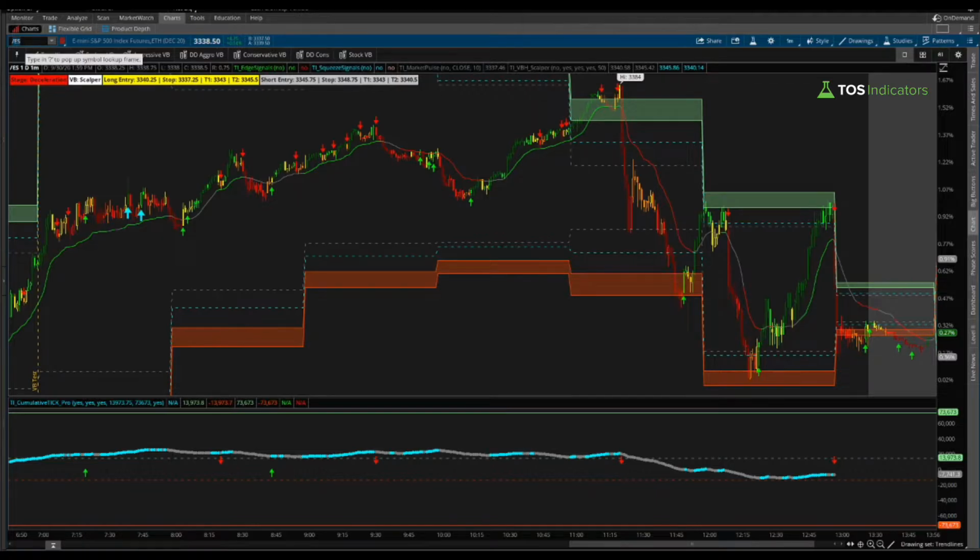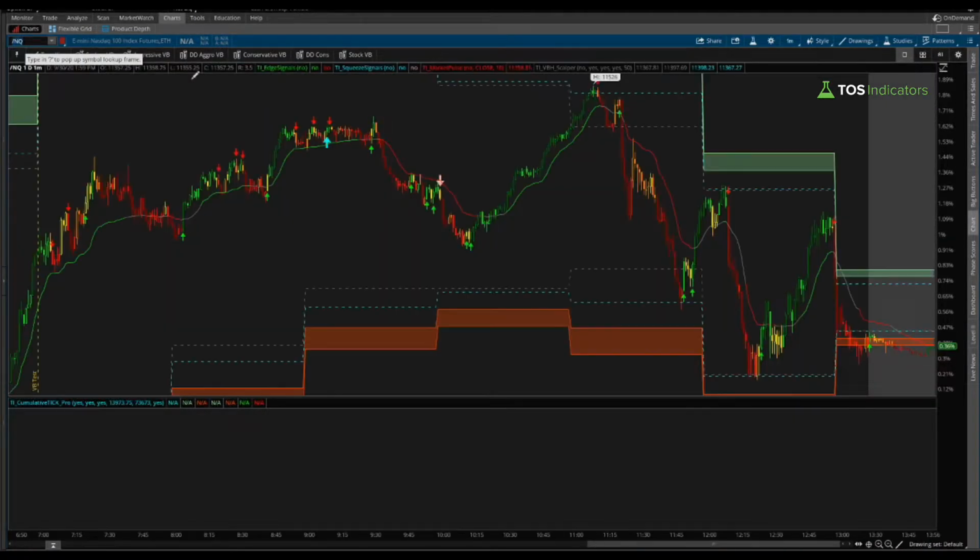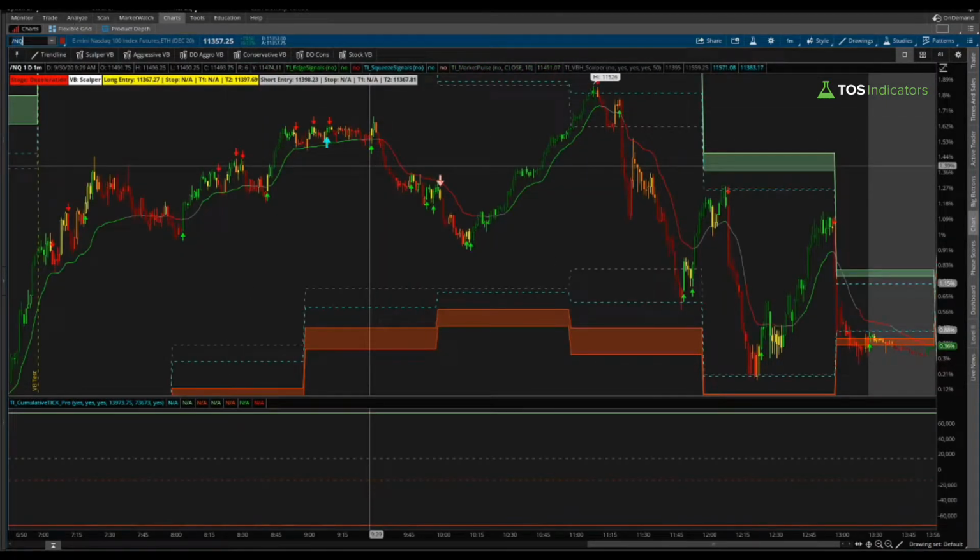Now, if I switch gears and we switch over to something like, say, the Nasdaq Futures, the Nasdaq Futures looks similar here.